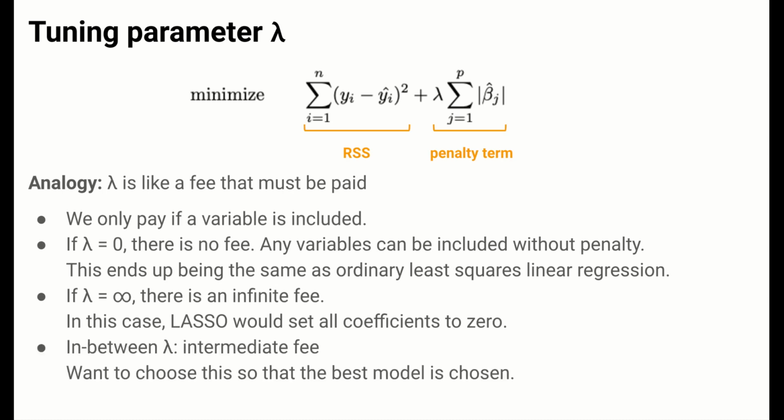What we want is a lambda that is in between. Some intermediate fee that discourages us from adding a very weak predictor, one with a small coefficient magnitude, but also does not incur too much of a penalty for our strong predictors. Remember that because of that sum in the penalty term, all predictors get penalized. We want to choose lambda carefully so that the best model is chosen.